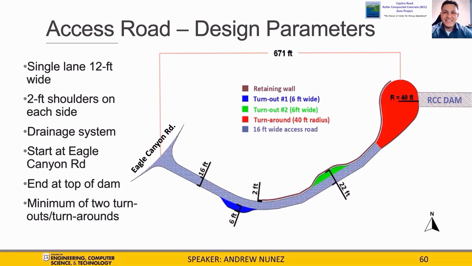About 2/3 of the way down the road is where our second turnout will be located on the left-hand side, highlighted in green. Each turnout will be 6 feet wide to allow vehicles to pull over and let other vehicles pass through. Finally, the road will be ending at the top of the RCC dam location. The end of the road will include a turnaround area highlighted in red with a 40-foot radius to allow vehicles to safely make a U-turn and head back up to Eagle Canyon Road.